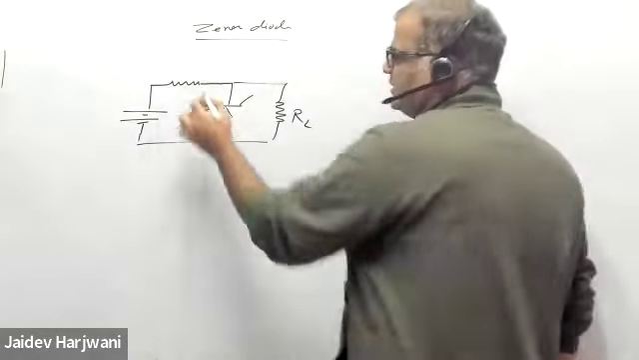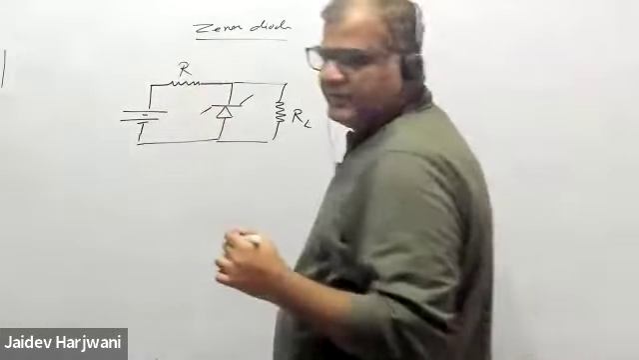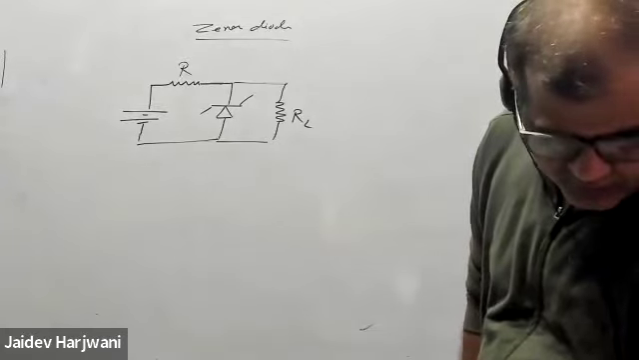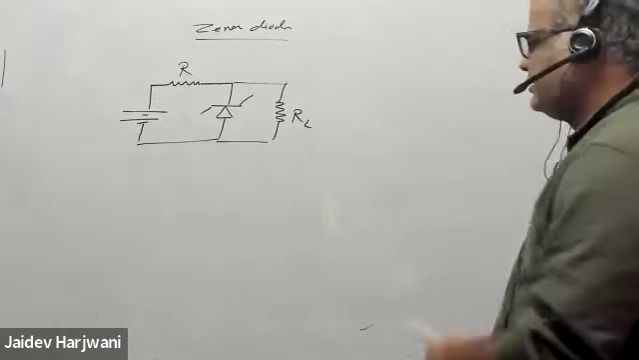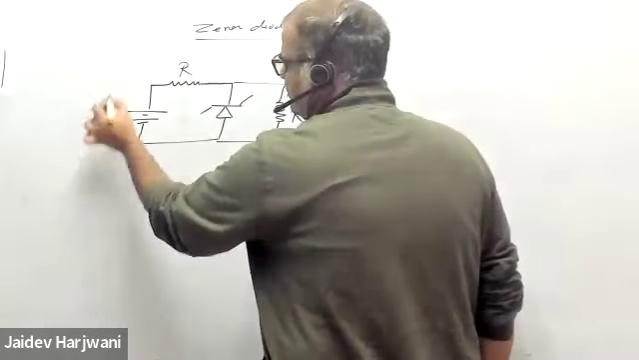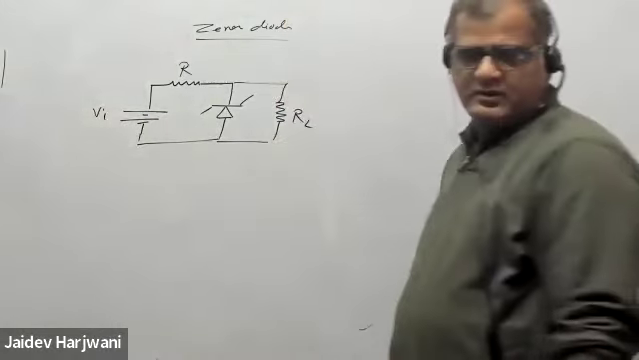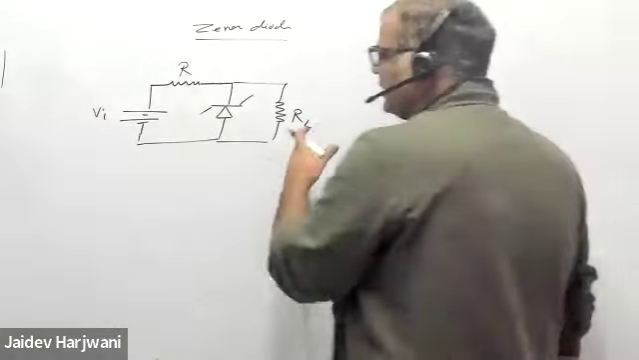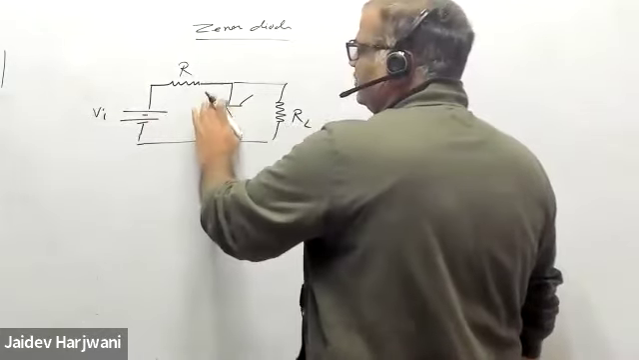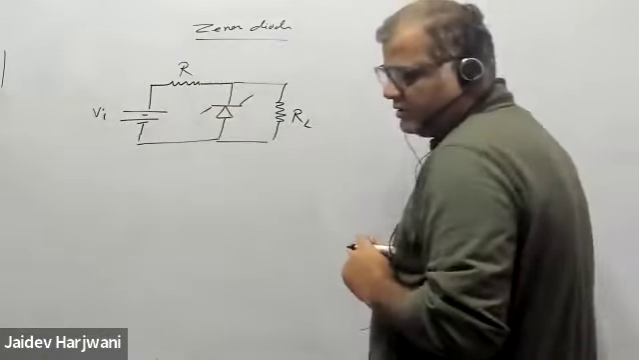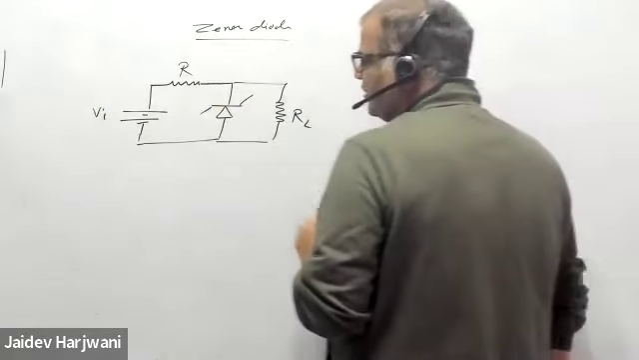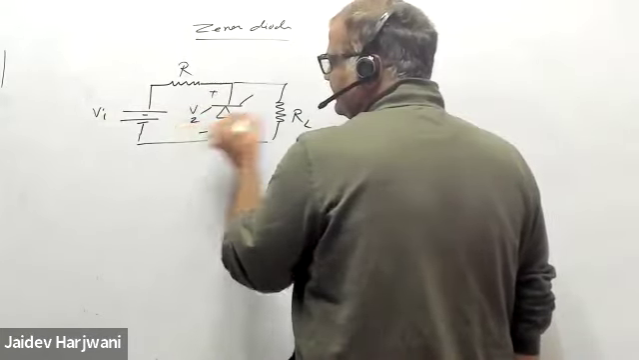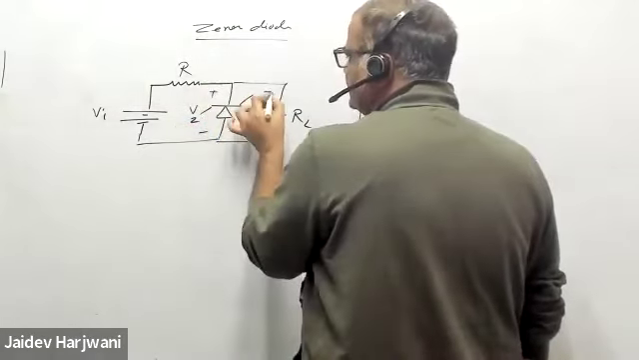Now this RS also has a minimum and maximum limit for a given V input and RL. Now suppose that the input value and RL value is such that your diode is on. Once the diode is on, automatically the voltage here will become VZ.